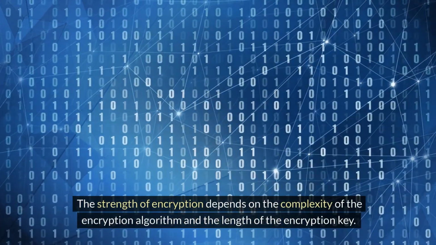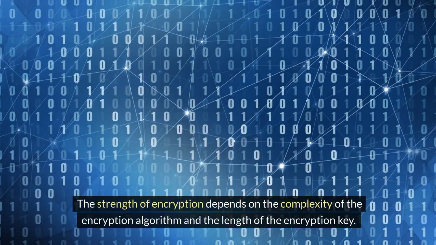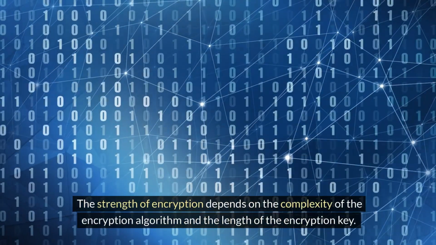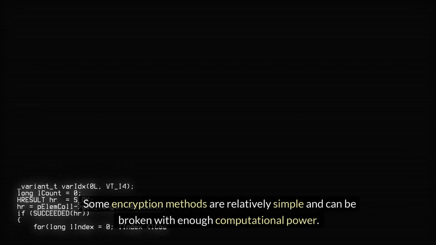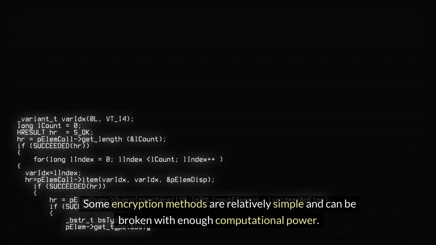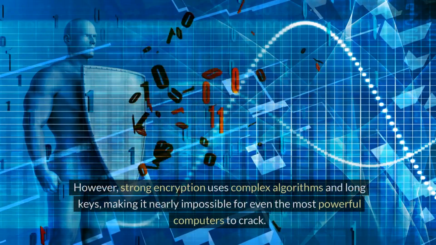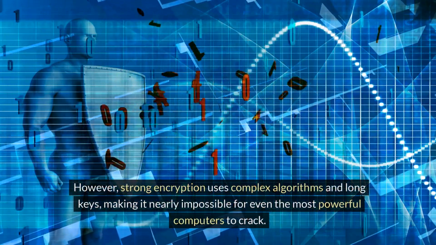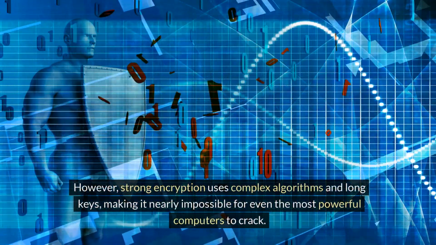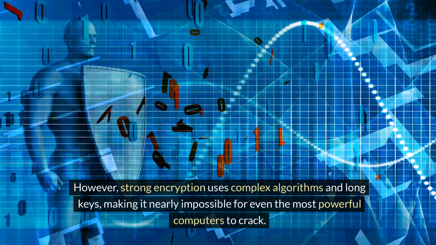The strength of encryption depends on the complexity of the encryption algorithm and the length of the encryption key. Some encryption methods are relatively simple and can be broken with enough computational power. However, strong encryption uses complex algorithms and long keys, making it nearly impossible for even the most powerful computers to crack.